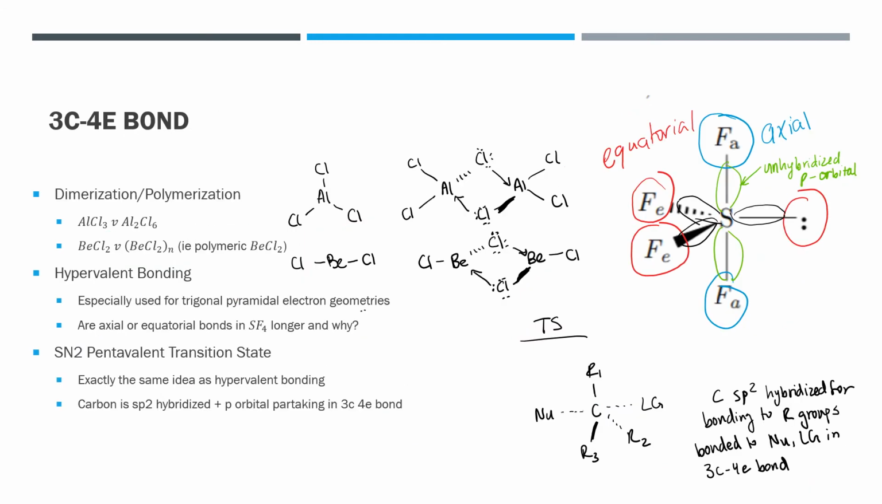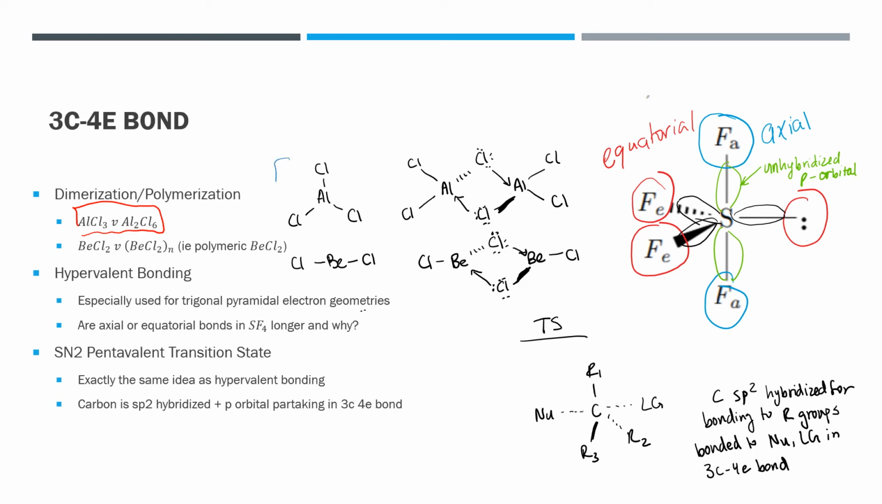So lastly, I want to talk about 3-center 4-electron bonding. And this is a little bit different than 3-center 2-electron bonding, which we just talked about. In this case, I'll show a few examples and it'll make more sense. So let's look at the first example. We have AlCl3 and Al2Cl6. So this is a dimerization example.